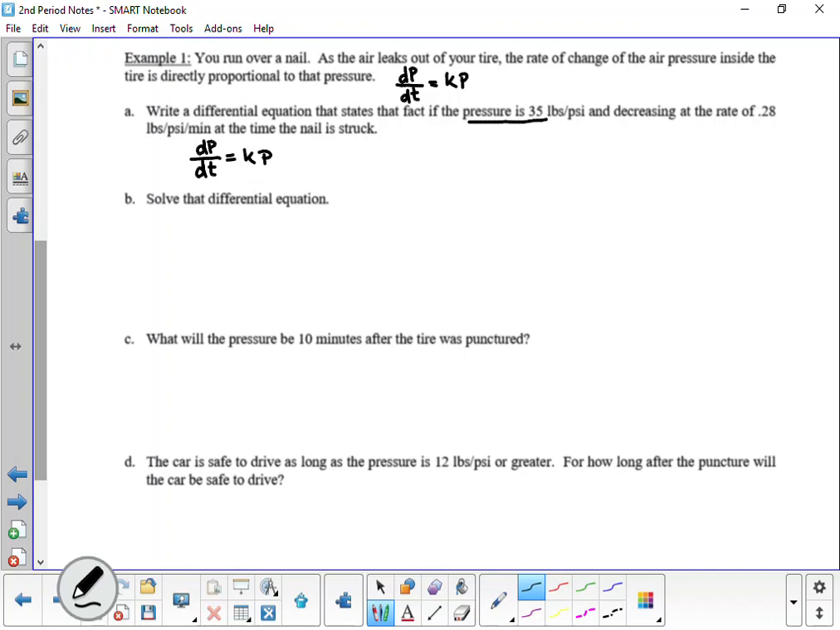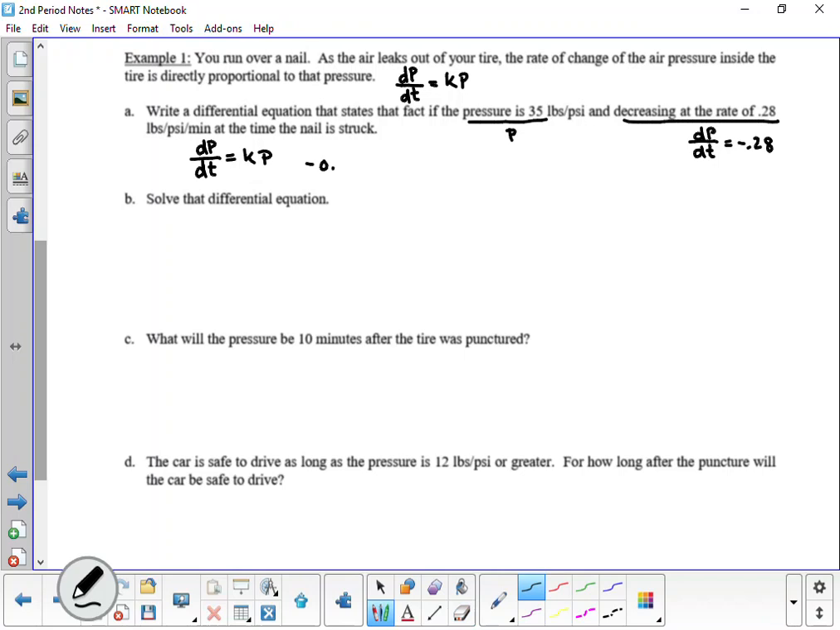It's 35 pounds per psi, so that's P. And then this is decreasing at a rate of 0.28, so dP/dt has to equal negative 0.28, right? Okay, everybody good with that? All right, now we solve for k. We can plug those in and solve for k.